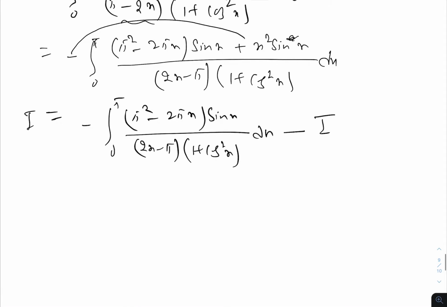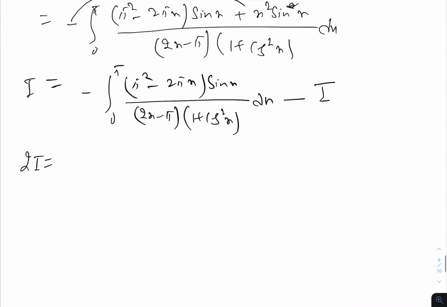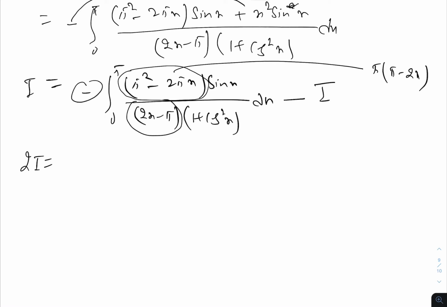So we are having 2I equal to, now here see, you can take pi outside. What remains? Pi minus 2x, and here if I consider this minus sign, then pi minus 2x will be cancelled. So remaining is only pi. So pi integration 0 to pi sine x over 1 plus cosine square x dx. Okay, understood?